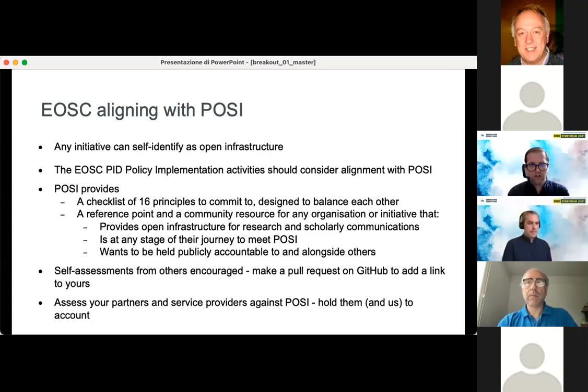We are encouraging self-assessments from others in the community, and we'll post the link to the website in a moment, and you can make a pull request if you have done an assessment. We have seen more and more organizations doing it. DataCite ourselves are doing this, and also the ability to assess partners and service providers against the principles, hold them and us to account for these principles for the benefit of open research and researchers. And with that, I'll thank you for your time.